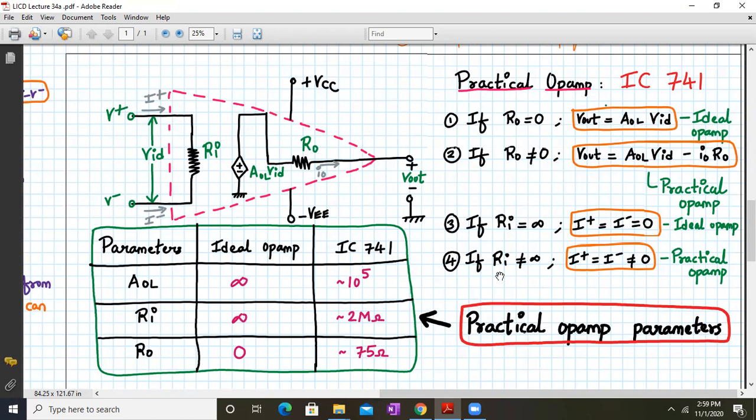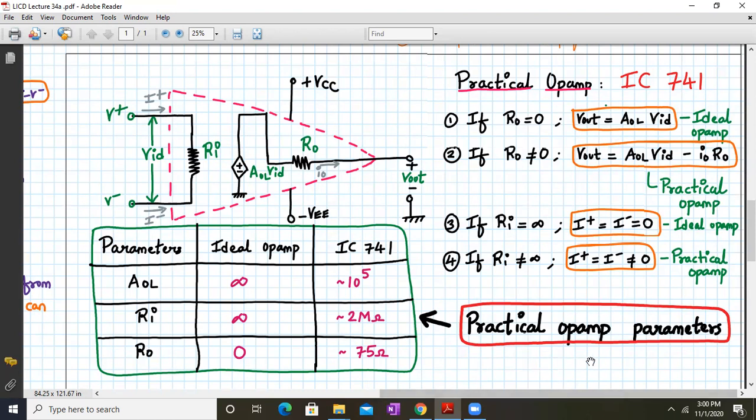Third point is, if Ri is infinite, we have conveniently used many times that I minus is equal to I plus is equal to 0. That was the ideal op-amp. But when input impedance Ri is not infinite, I plus and I minus are not equal to 0. Okay, it's a very small number but not equal to 0. That is a practical op-amp.